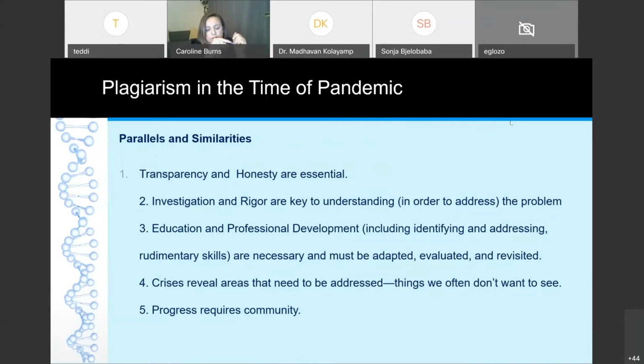If we do the second part, investigating what needs to happen, then the next thing to do is address those deficits where they are, whether or not we feel like those are things we should have to deal with. Fourth, crises reveal areas that need to be addressed, and those are things we often don't want to see. It's our job to see them anyway, because we are researchers and we are supposed to look at what's there and not what we want to see. And number 5 is that making real progress, especially sustainable progress, requires community. That's one of the things the Center for Academic Integrity identified early on as one of the big game changers.